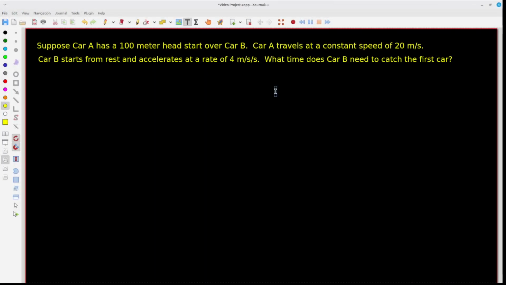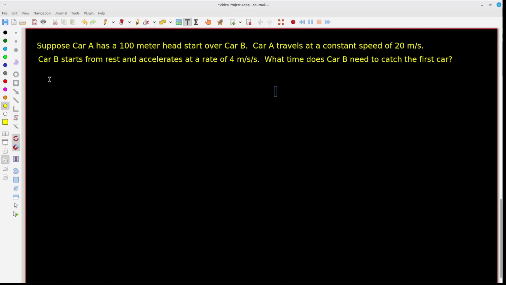Suppose car A has a 100-meter head start over car B. Car A travels at a constant speed of 20 meters per second. Car B starts from rest and accelerates at a rate of 4 meters per second squared. What time does car B need to catch the first car? Okay, so this is going to be a fun problem.